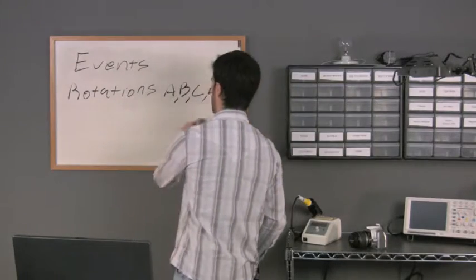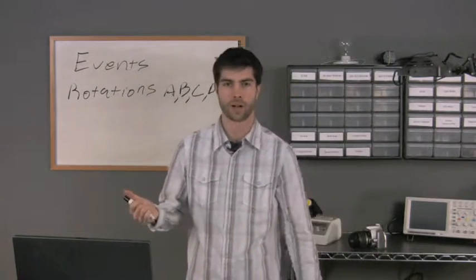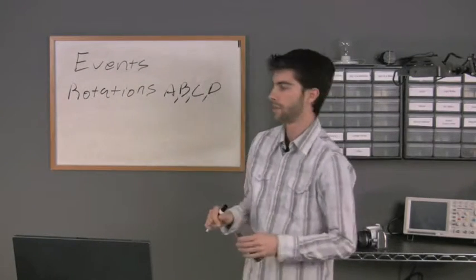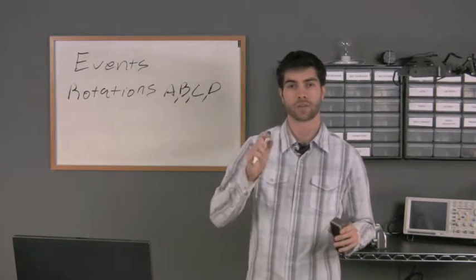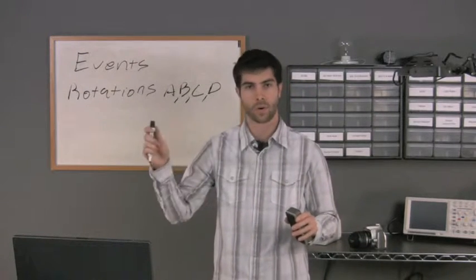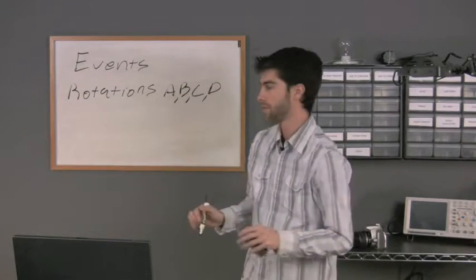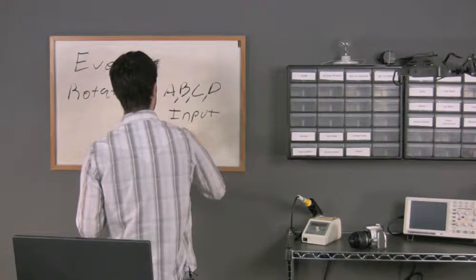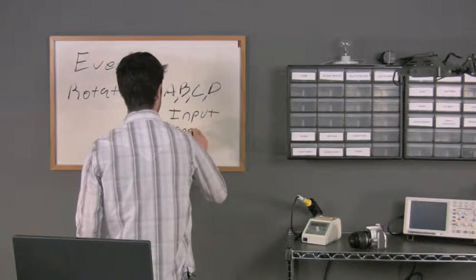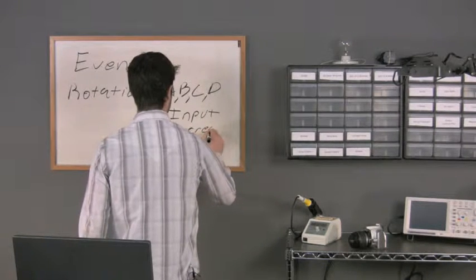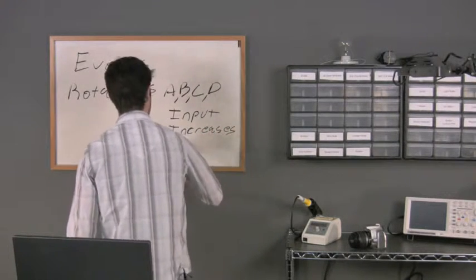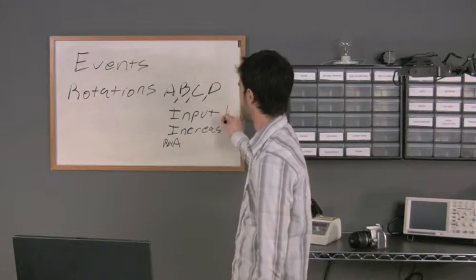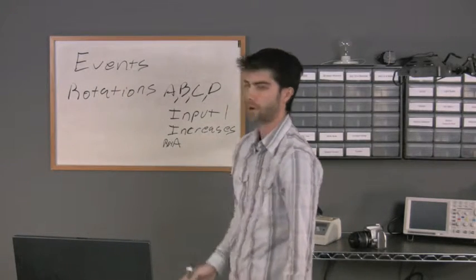Now, there's a couple of different types of rotations. I'm not going to go into all of them. Let's just say we're going to talk about incremental rotations and auto rotations. First one, incremental rotation, means the rotation counts forward or backwards depending on my input. So I could say input 1 increases rotation A. Okay? So if I trigger input 1, it's going to increase rotation A.